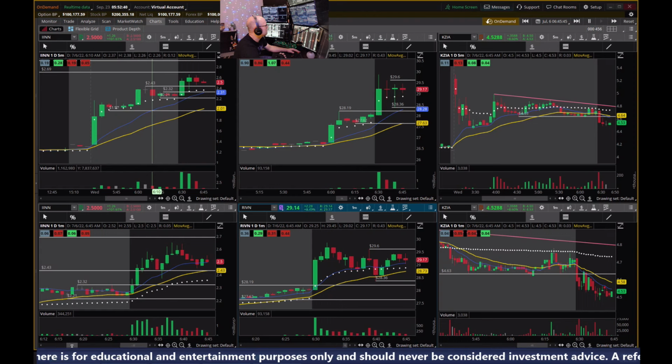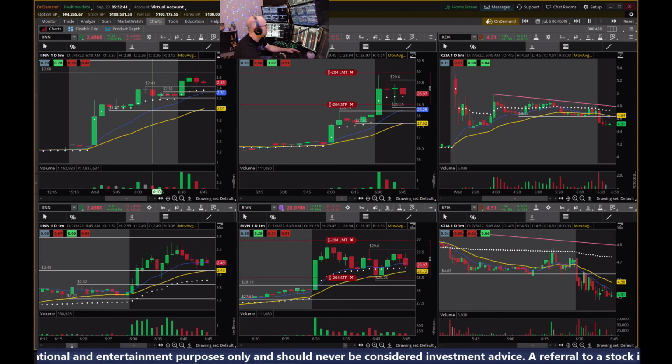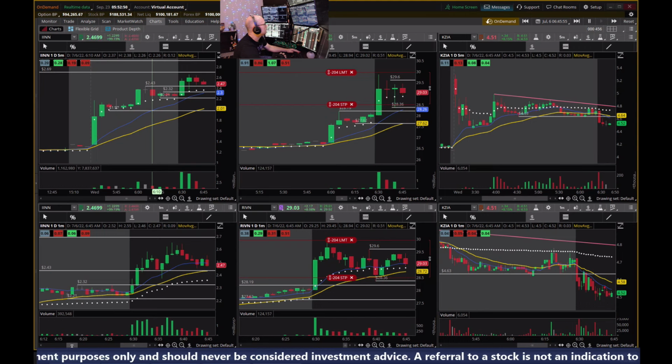So I'd like to see it come down to $29 and I'd be interested right there. So I bought it right there. I'm only buying once. And let's see if it can hold up.